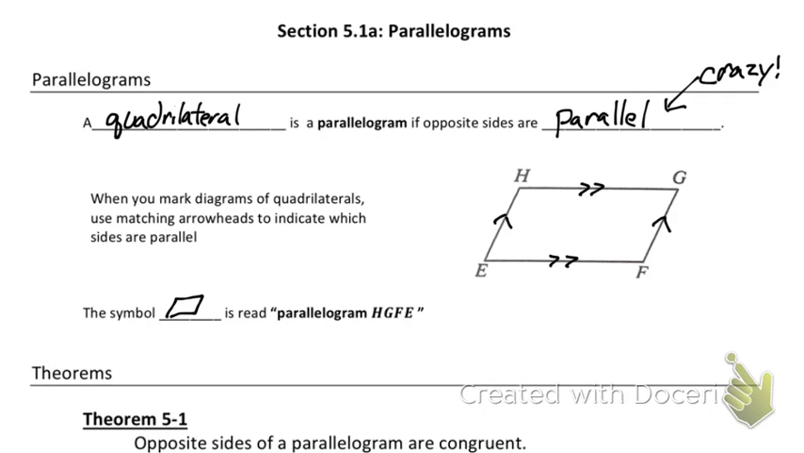Now don't forget about quadrilaterals, and in fact any polygon: order matters on how we list it. So this one is HGFE. You also could label it GFEH. You could label it as EFGH. The only thing you can't do is pick letters out of order. So you can't go HFGE.